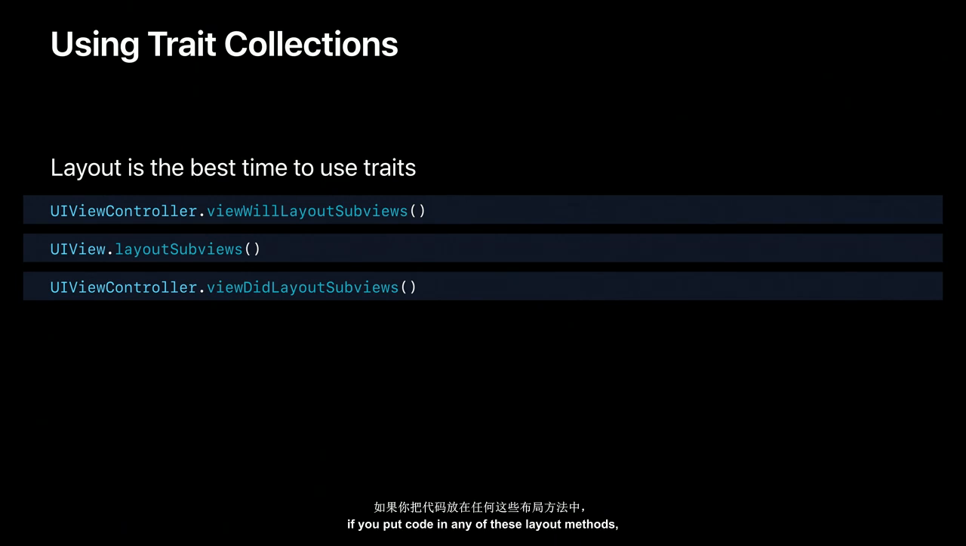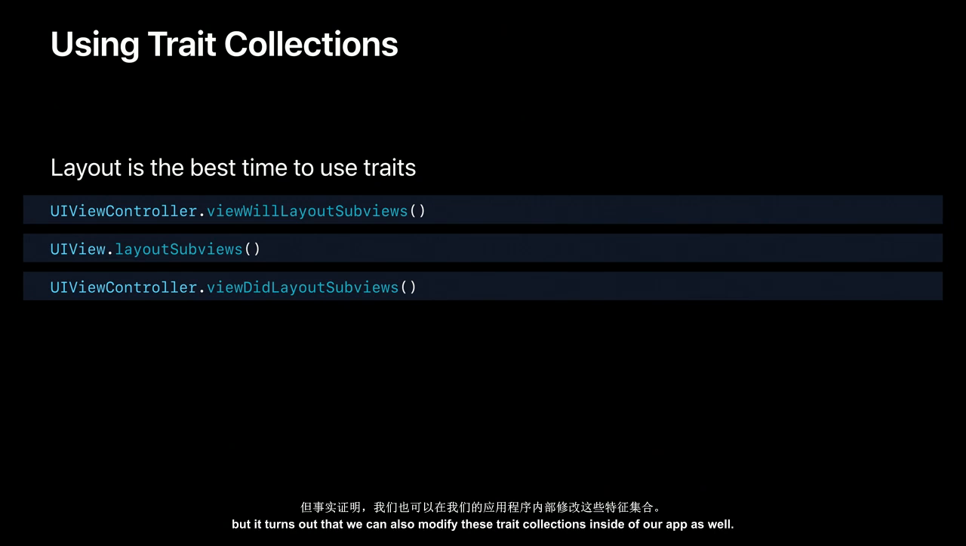Just remember that if you put code in any of these layout methods, they can be called often when the view is visible, anytime something calls setNeedsLayout. So be sure that you handle this by not repeating work unnecessarily. So that's what you should keep in mind when using trait collections.